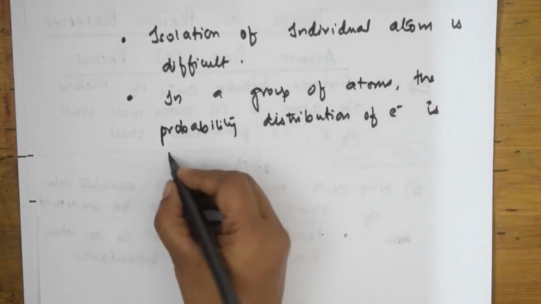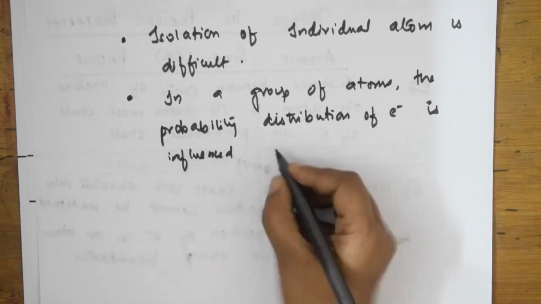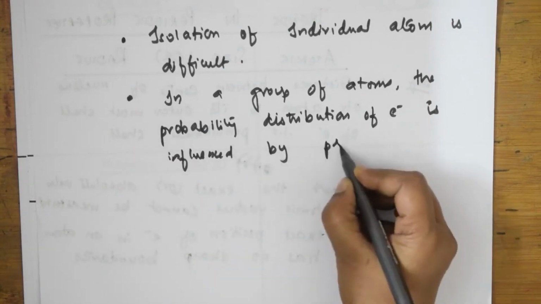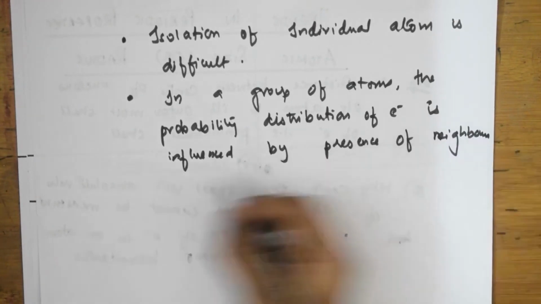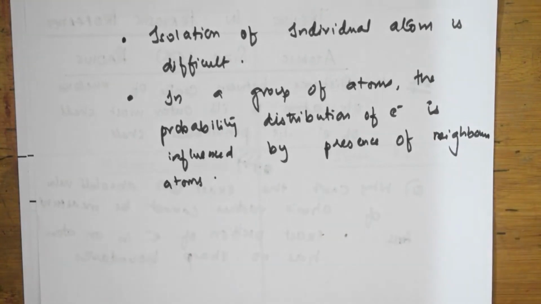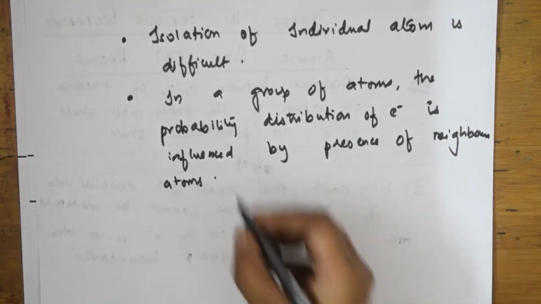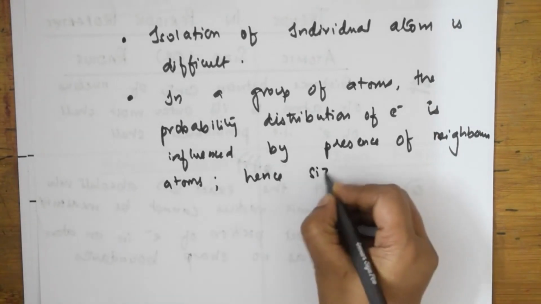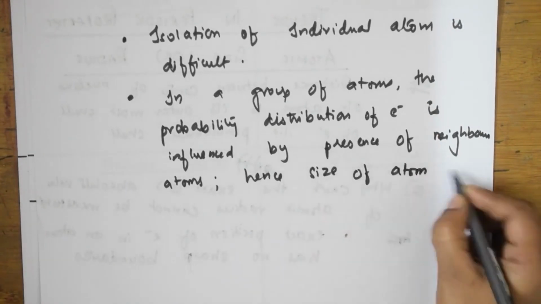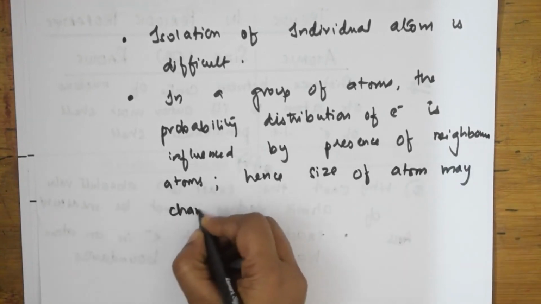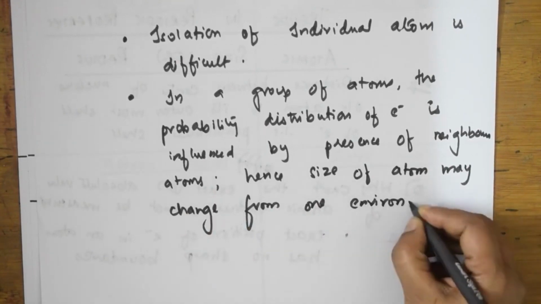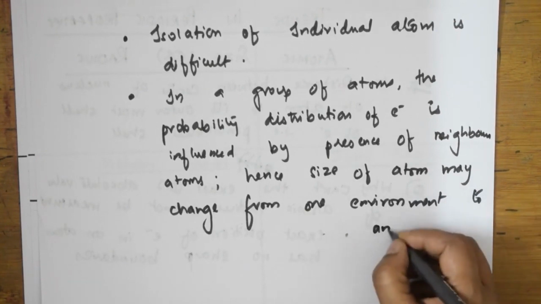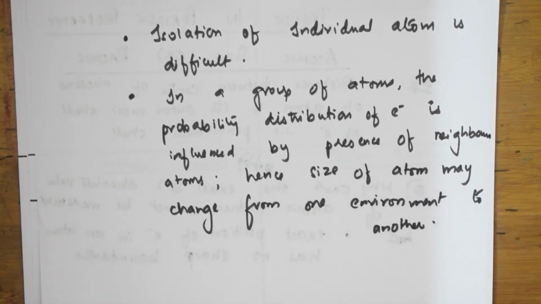Probability distribution of electrons is influenced by the presence of neighboring atoms. Hence, the size of the atom may change, isn't it, from environment to environment. Hence, the size of an atom may change from one environment to another. Right. So, important. Yeah, just take this.